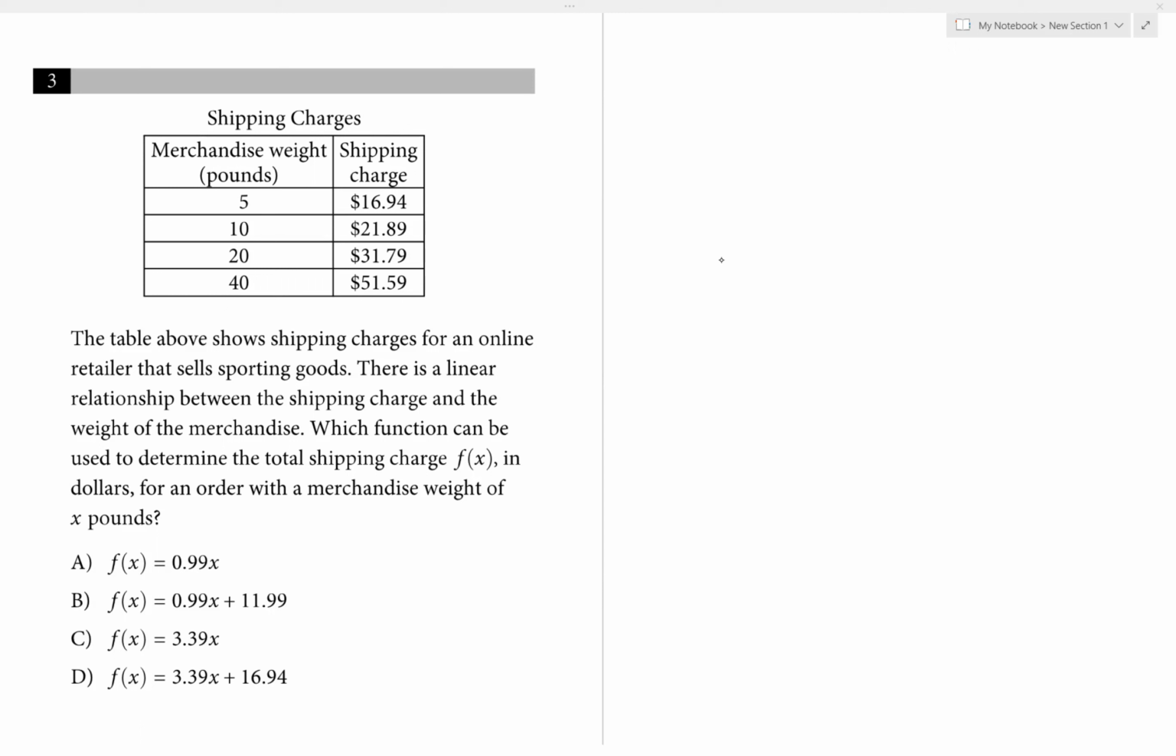pounds. Okay. So pretty much if you look at the table on the left side, this first column, these are the merchandise weight in pounds. And on the right side, we have all these numbers. These are the shipping charges.